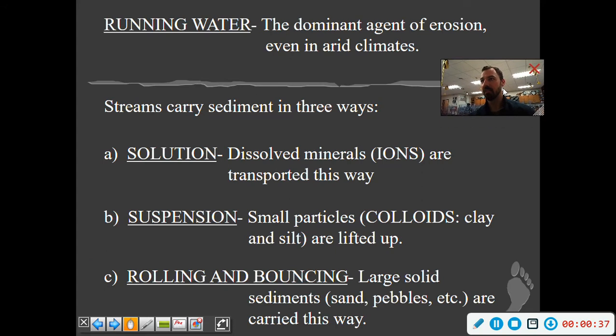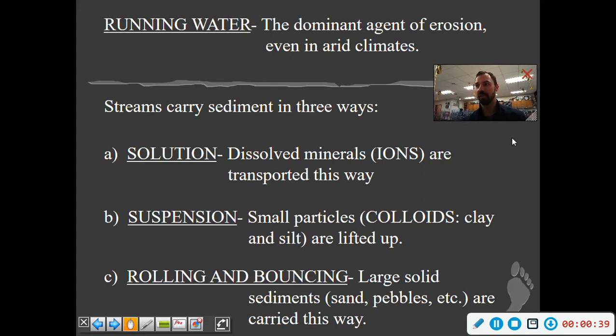Okay, so running water, as you guys know, is a dominant agent of erosion, even in arid climates. Arid climates, I mean obviously desert-like climates, very dry environments. They can get heavy rainfall, and obviously that can carry sediment. Also, streams can carry sediment in three different ways.